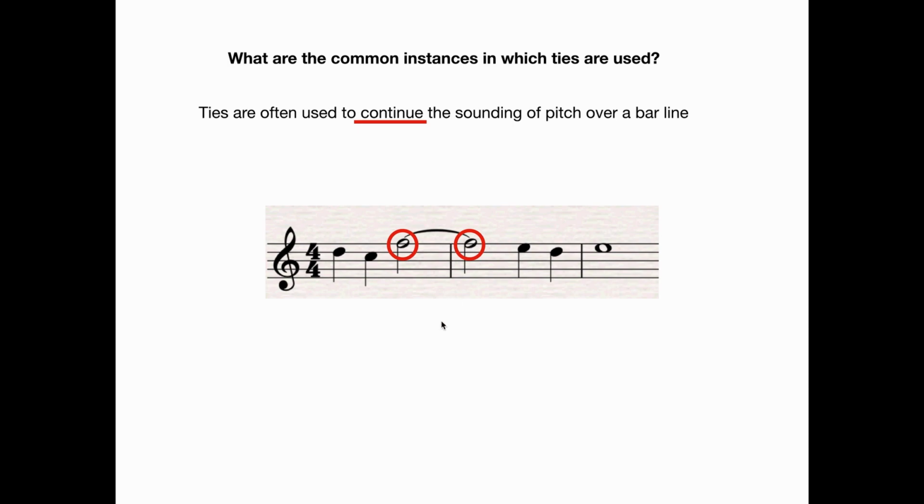A tie had to be used in this example because the time signature in this instance is 4/4. Therefore, in order to consistently sound an F at this point for the duration of 4 crotchet beats, we needed to use two minims tied together, as there simply was not the space for a semibreve at this point in a bar with the time signature 4/4.